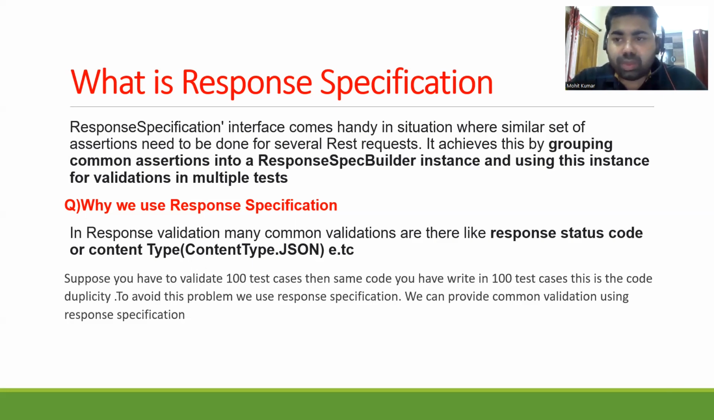So why do we use this response specification? I can give you an example: we have 100 test cases and you have to validate a status code. So a status code is common for all 100 test cases. But if you do not use response specification, then what will happen? You have to write the same code in 100 test cases. So it will have code duplicity. Because of this, we use response specification.